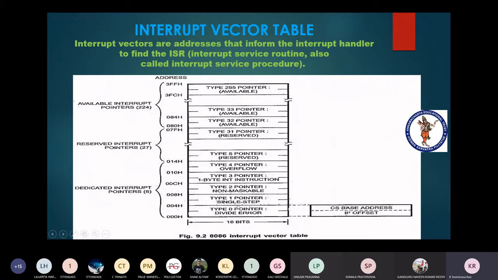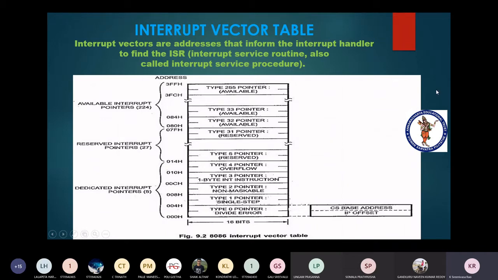Whenever this interrupt is generated, the condition is divide error. Whenever a divide error occurs, the processor enters this address. Within this address, the user specifies what to do whenever this condition arises. Suppose you have assigned 5,000. At 5,000 we write one program, and that program is executed whenever the divide error occurs.